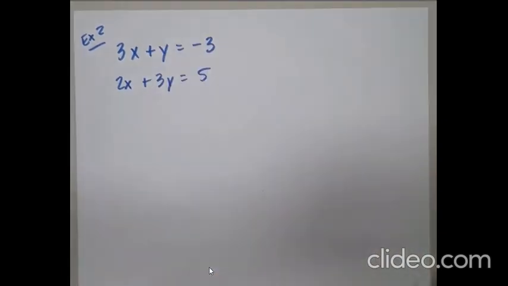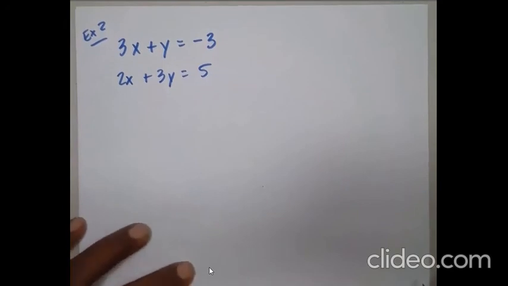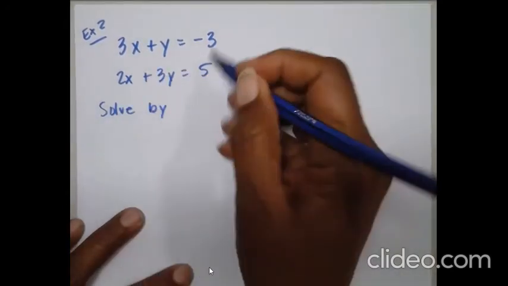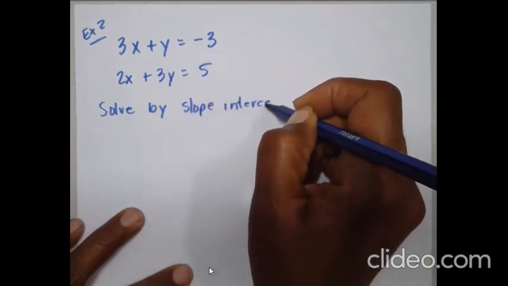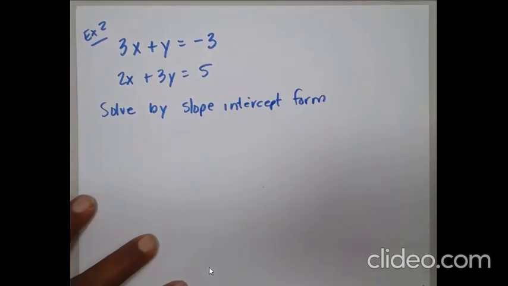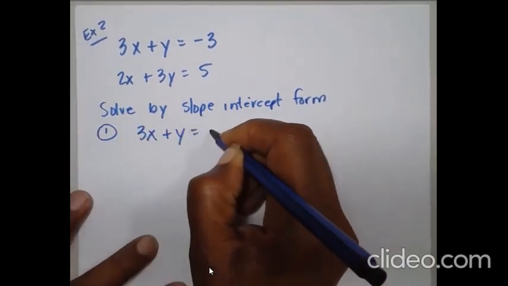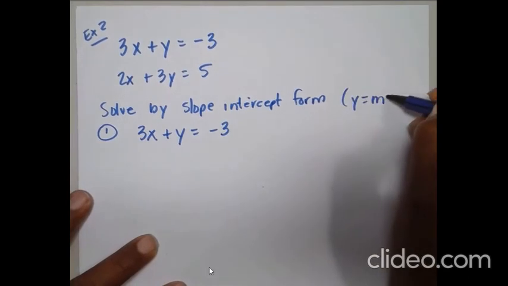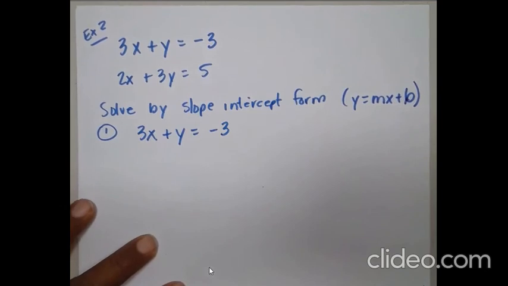Okay, we have two equations. This is our system of equations, and this time we're going to solve by slope-intercept form. Okay, we're going to get them into slope-intercept form. Let's start with the first one. 3x plus y equals -3. Well, the slope-intercept form is y equals mx plus b. Makes it kind of easy to graph it if we're in this form.